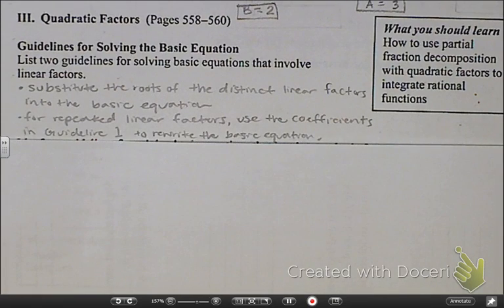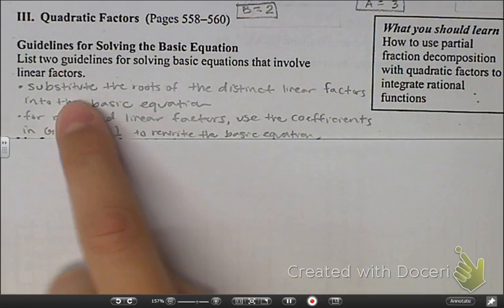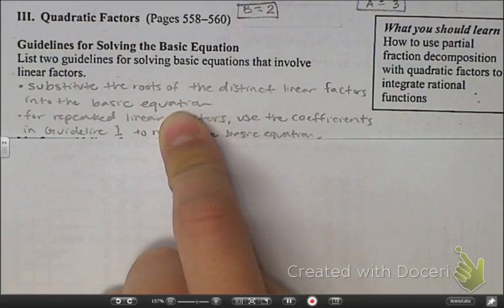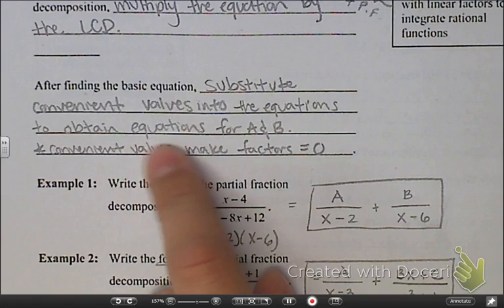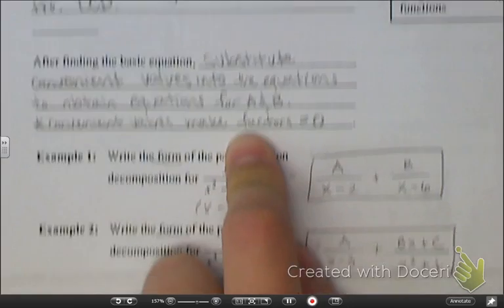There are two guidelines you need to know, and you can just finish this on the same notes paper from yesterday. The two guidelines you need to know to solve the basic equations that involve linear factors, like we did in yesterday's video and in today's homework, is that you substitute the roots of the distinct linear factors into the basic equation. That was what we wrote up at the top, where we said substitute convenient values into the equations to obtain equations for a and b. In other words, convenient values are values that make the factors equal to 0.